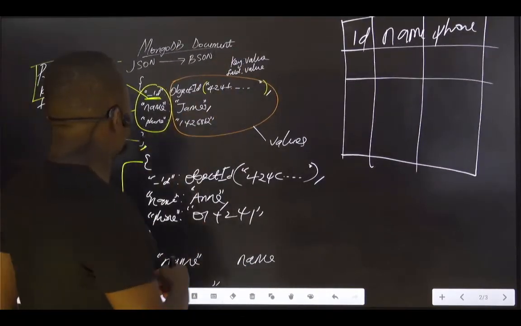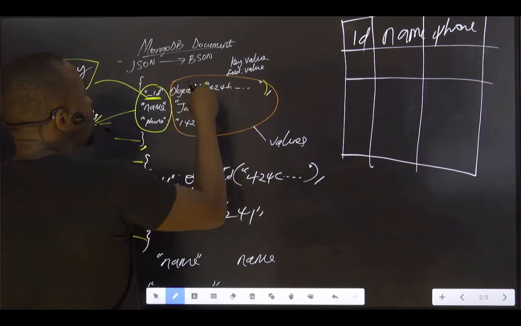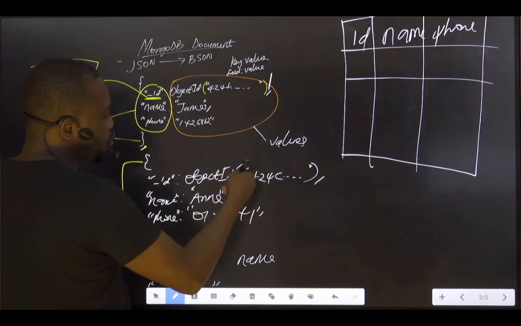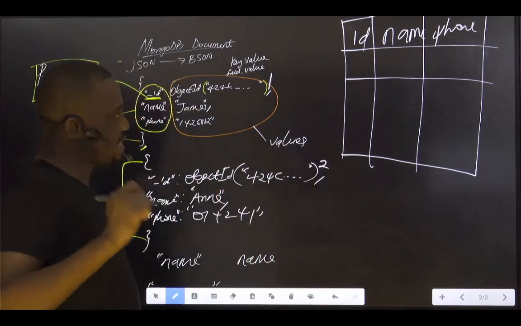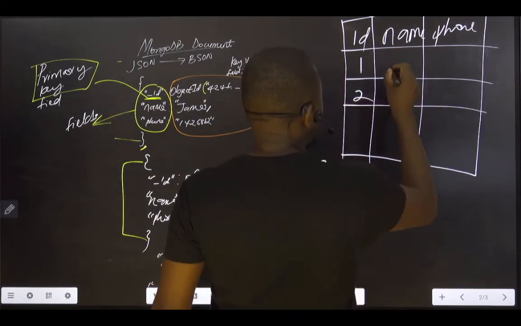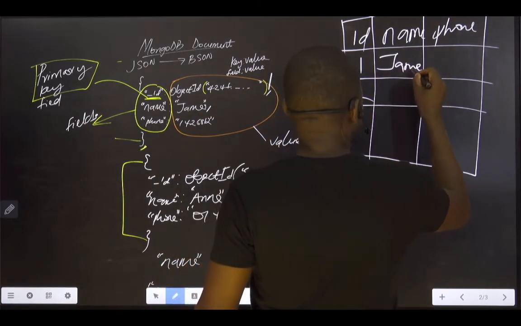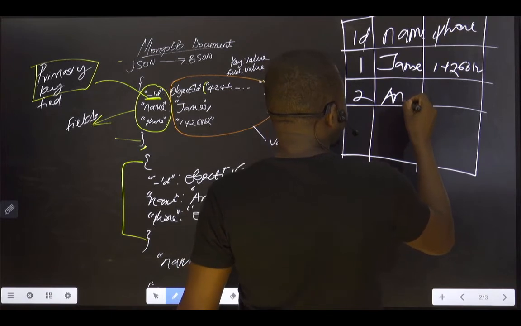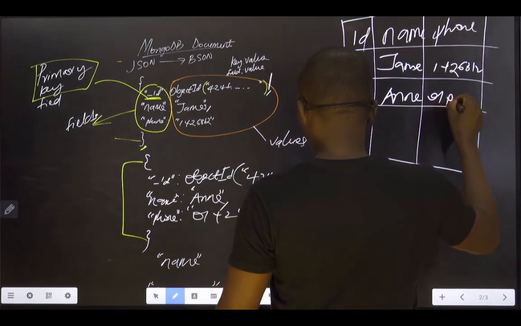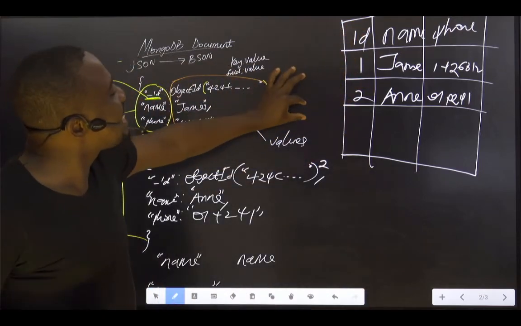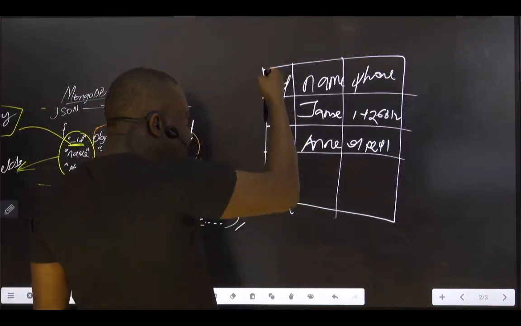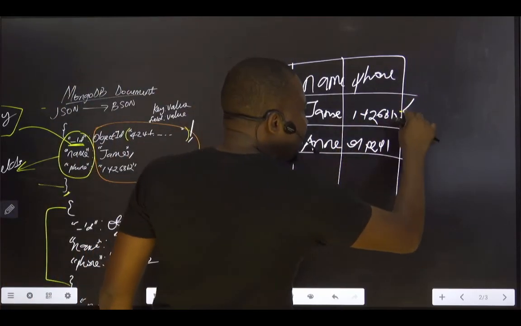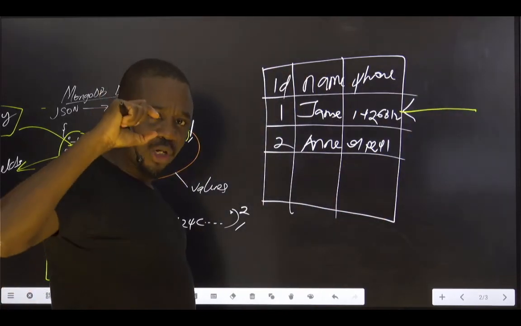Now let's come back to this place now. Assume here, instead of putting this auto-generated ID, I manually put 1 here, then I manually put 2 here, for instance. So this is 1, this is 2, this is James, this is the phone number, which is 1426812. This is Anne, which is 014241. Okay? As you can see in this place, this is a relational database. In this table, these are what? Columns. While these are what? Rows. This row represents one person. Okay? That's what? An object.